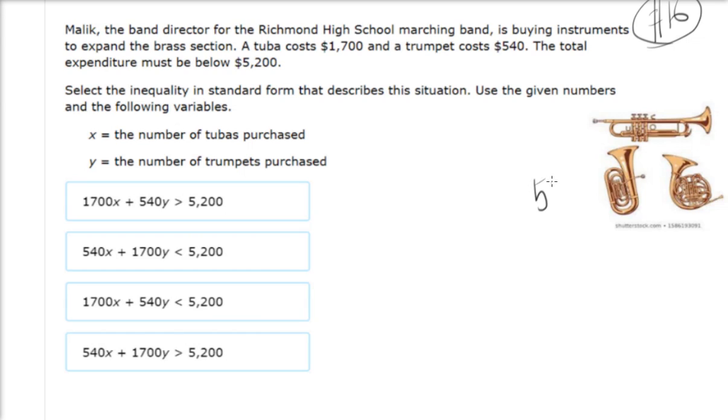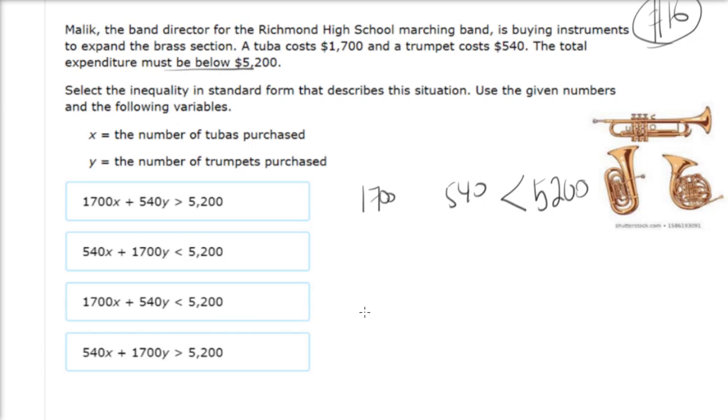So we got 5,200. So the inequality is the part where it gets difficult. So anything to the left, if I write this one, it's going to be greater than 5,200. We actually don't want to spend more than. We got to be below 5,200. So this inequality has to be below 5,200. Each tuba is $1,700 and each trumpet is 540 bucks.